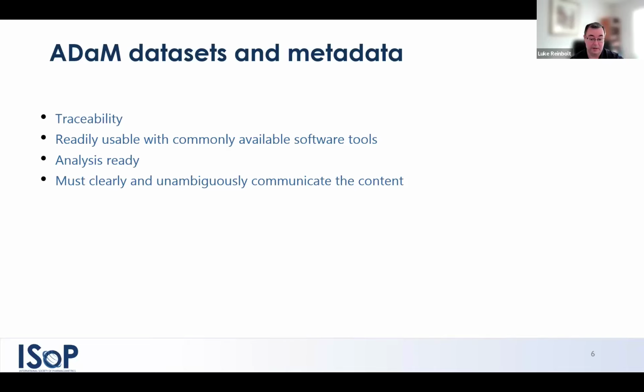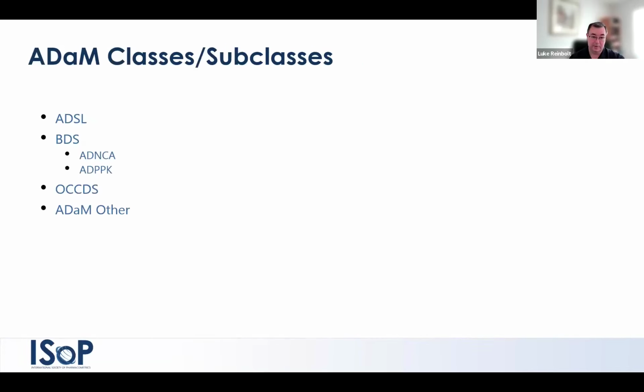ADaM does this by providing guidance on dataset creation, as well as the metadata supporting that end. The datasets and metadata associated with ADaM provide many benefits. They allow for traceability, the ability to trace a record back to the source data. The data also needs to be compatible with available software tools. The ADaM dataset will also clearly and unambiguously communicate the content of the analysis. A little bit about the classes and subclasses that you're going to see within ADaM.